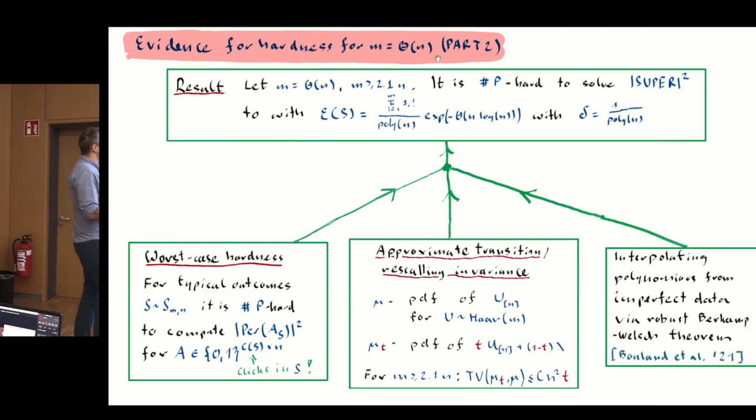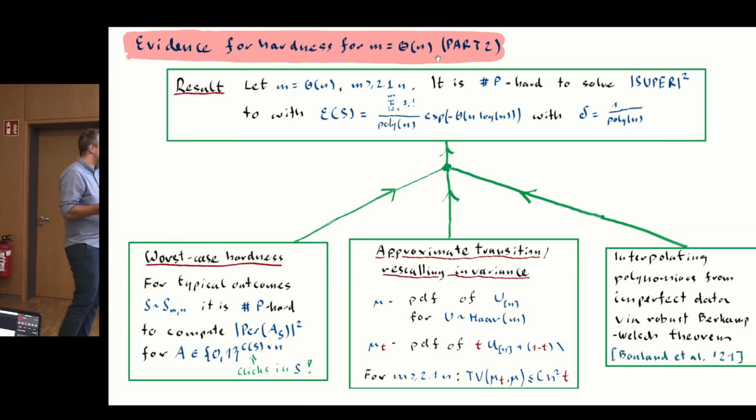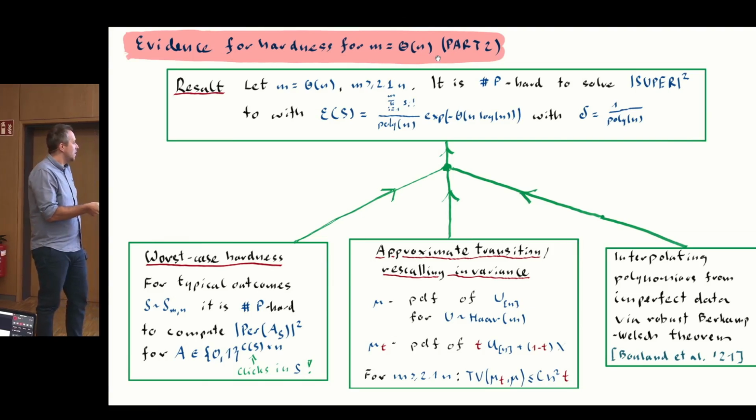Good, and then we go through the machinery of polynomial interpolation that was developed in earlier works, for example in this work by Adam and others. The robust Berlekamp-Welch theorem is the key here.